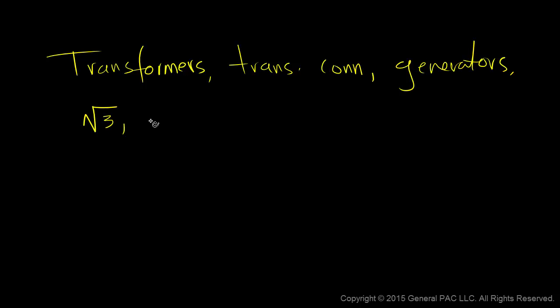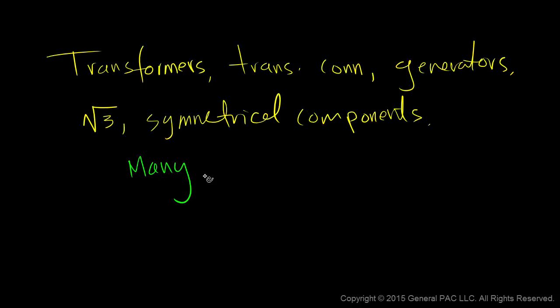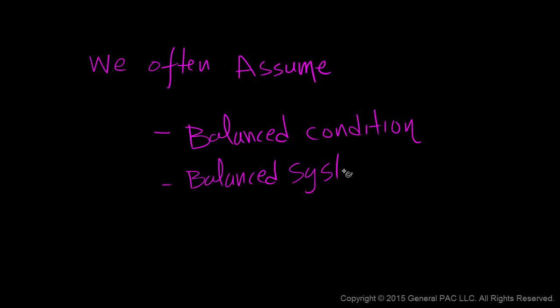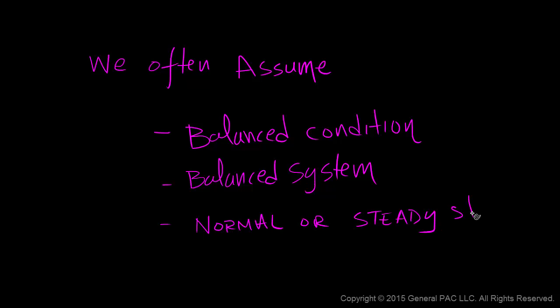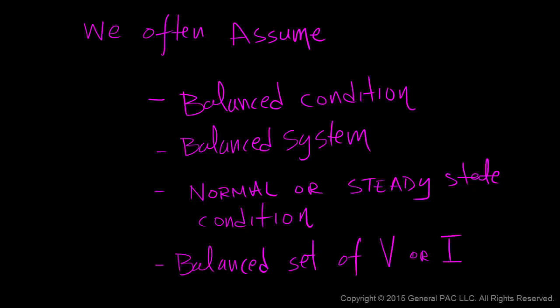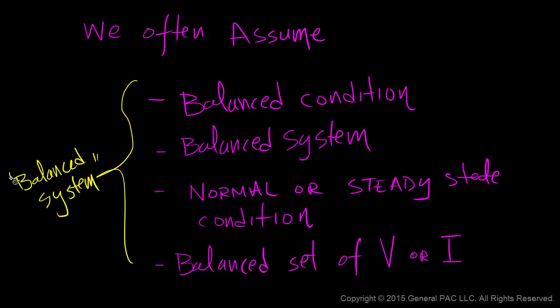When thinking about transformers, transformer connections, generators, the square root of 3, symmetrical components, and many other things about the power system, we often assume that we're operating in a balanced condition, or we have a balanced system, or we're operating in a normal or steady state condition, or we have a balanced set of voltages or currents. All these points imply one thing: a balanced system.